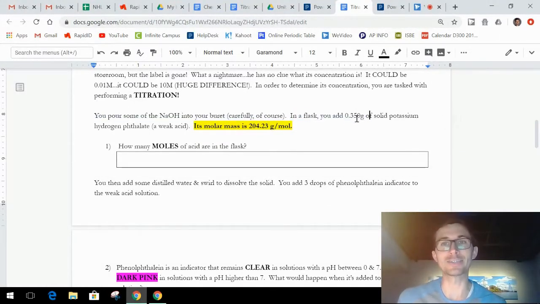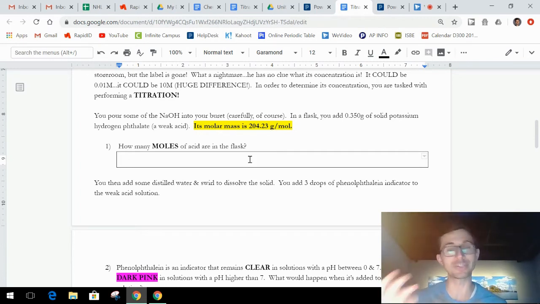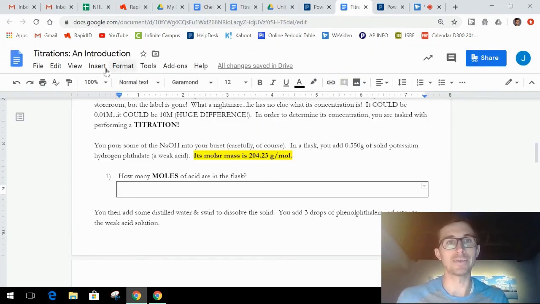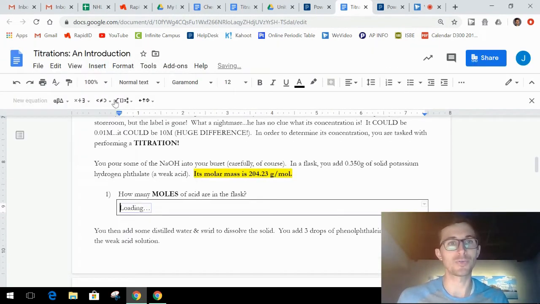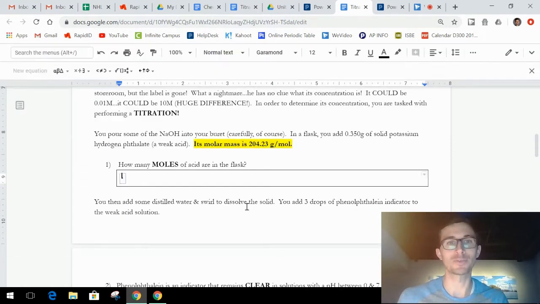In a flask, I add 0.350 grams of an acid known as potassium hydrogen phthalate. Its molar mass is 204.23 grams per mole. So we're going to go through the details of how to determine the molarity of a solution through a titration. The first question here: we have to figure out how many moles of acid are in my flask. I have my grams and I have the molar mass, so I'm going to go through a very quick mole conversion.